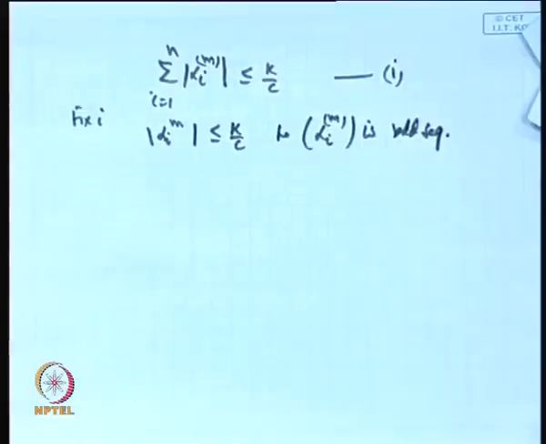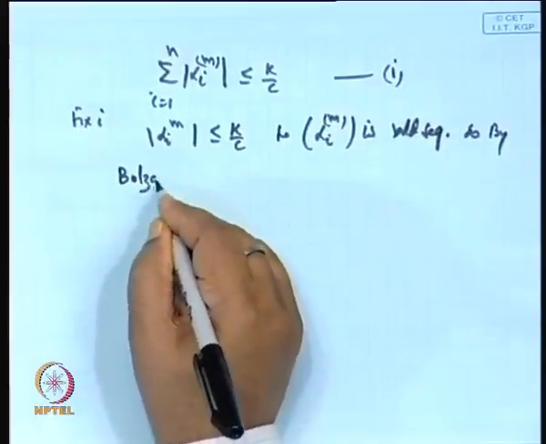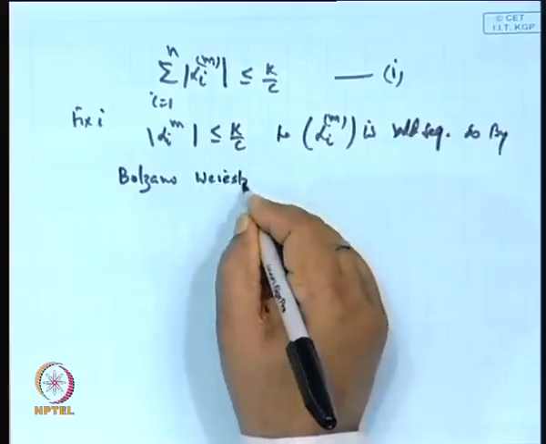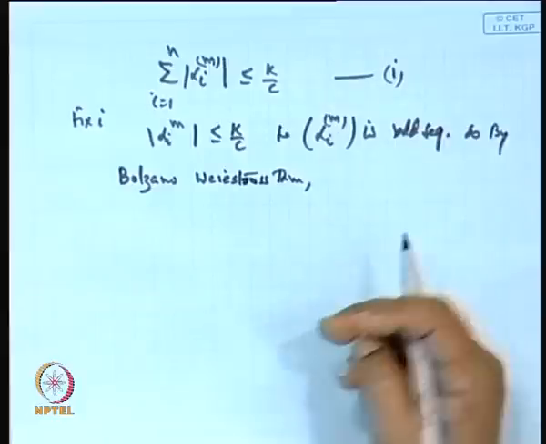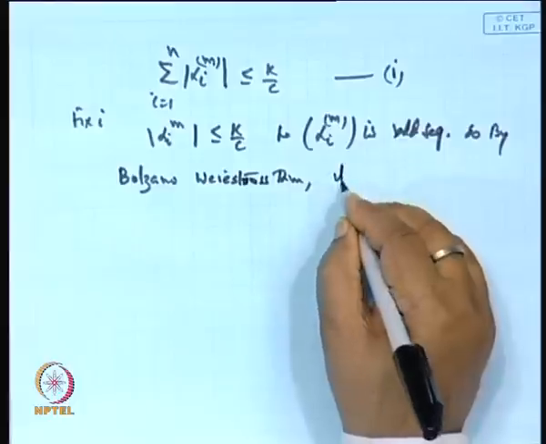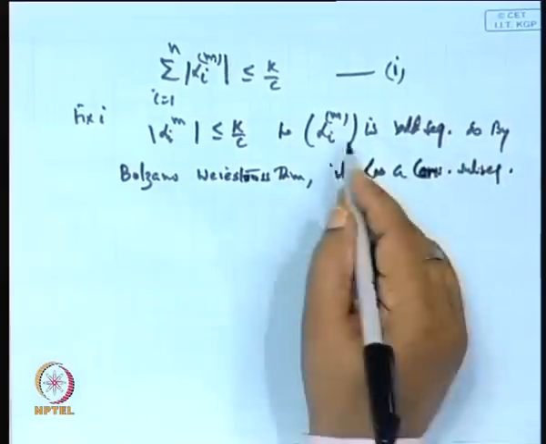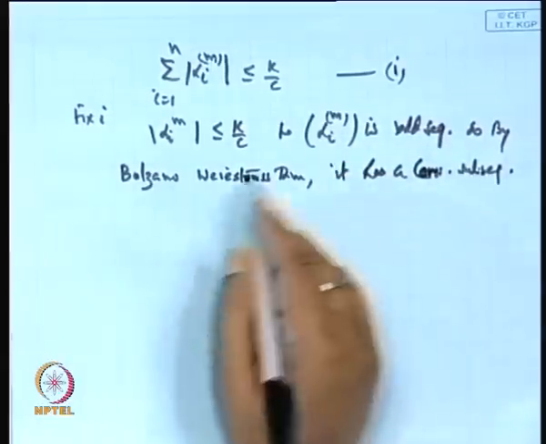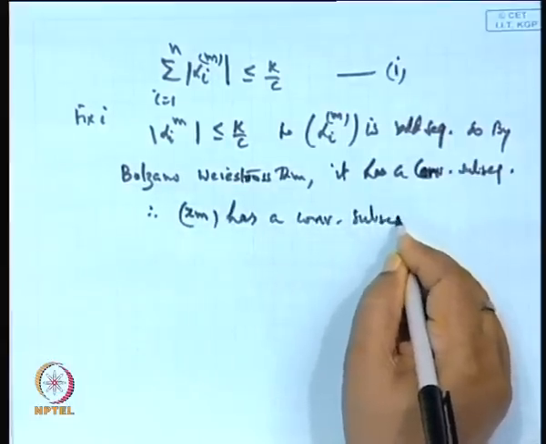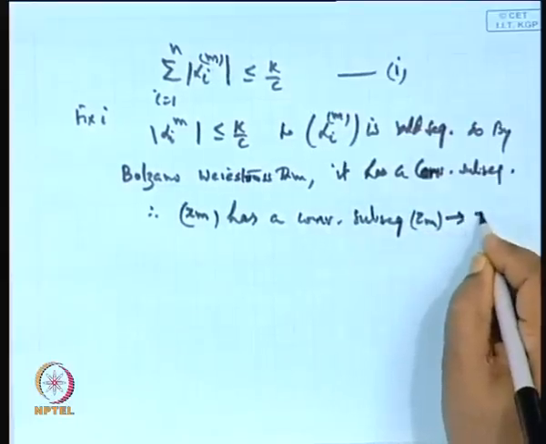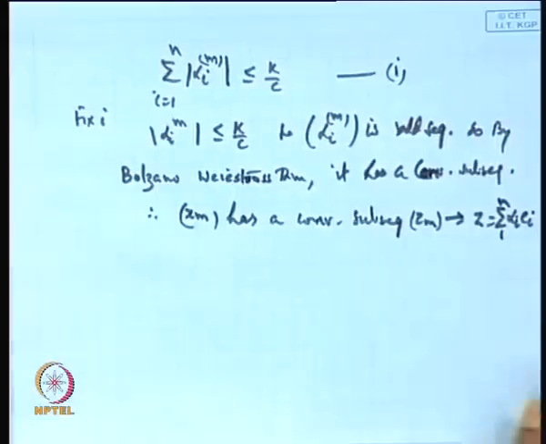So, if it is a bounded sequence, then by the Bolzano-Weierstrass property, by the Bolzano-Weierstrass theorem, every bounded sequence has a convergent subsequence. So, by the Bolzano-Weierstrass property, it has a convergent subsequence, is it not, which converges to a certain point, say alpha_i is a convergent subsequence. Therefore, our sequence x_m has a convergent subsequence, say z_m, which goes to the point z, which is equal to the sum of alpha_i e_i, i from 1 to n.